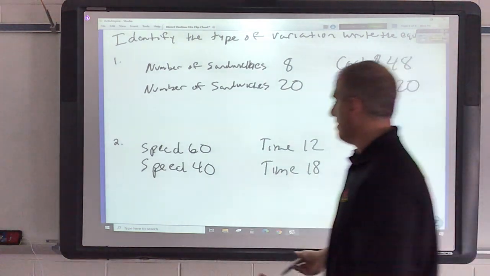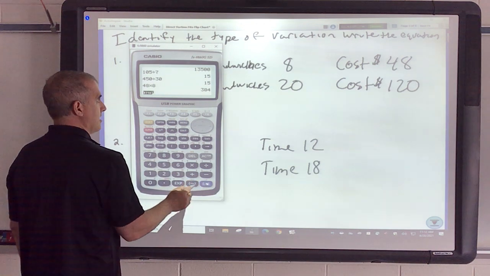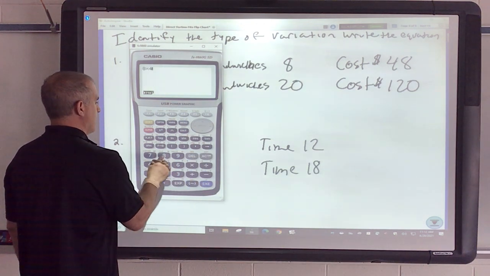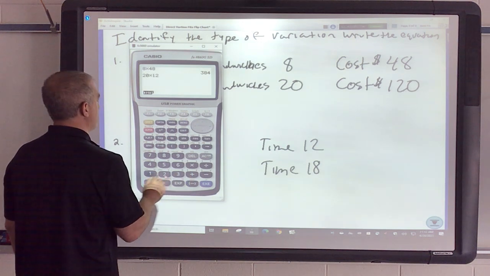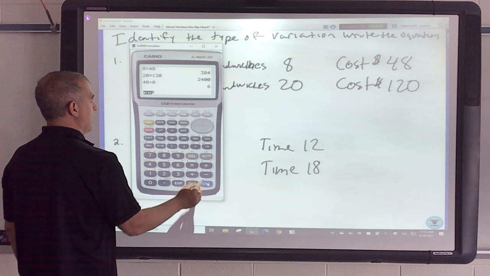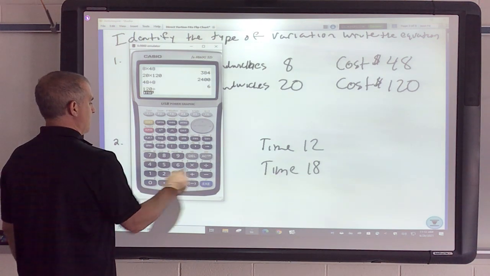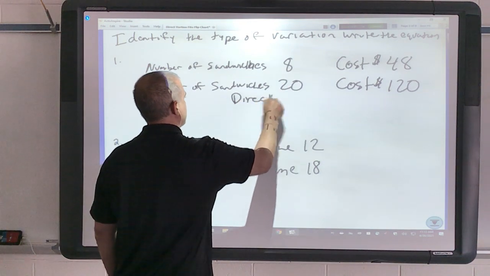Okay, all right, so this one, I got 48 times 8, or sorry, 8 times 48, 384. All right, so obviously these aren't the same, so let's go the other way. 48 divided by 8 is 6. 120 divided by 20 is 6. So this is going to be direct variation, okay?